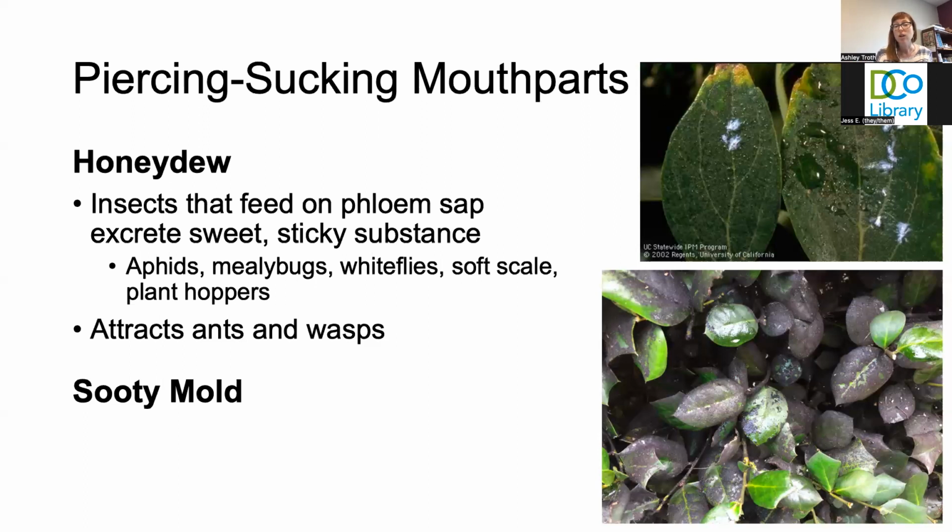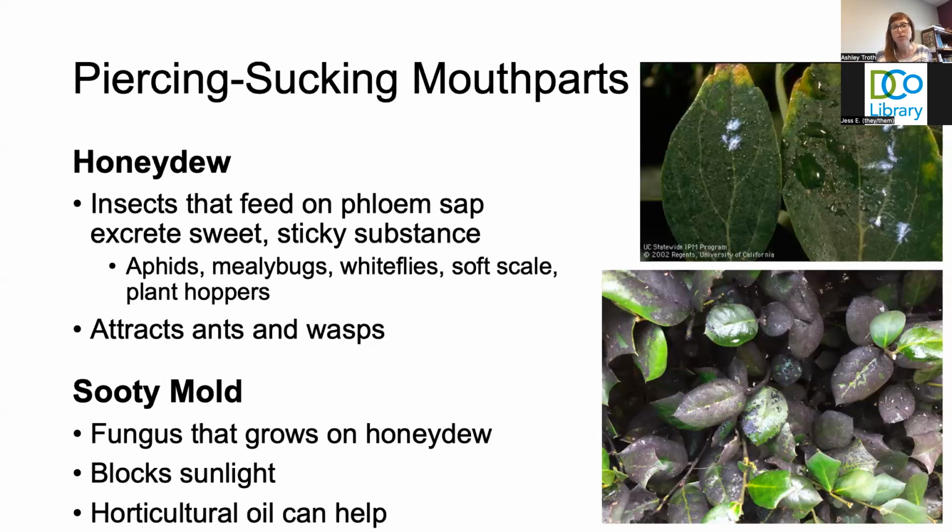If it is there long enough, it then gives rise to sooty mold. This is a fungus that grows on honeydew. It blocks the sunlight. The plants will start looking black like this, right? It's sooty looking. So if you ever were to see honeydew, which is the sugary substance, or if you were ever to see this sooty mold, what you know, right, is that you actually have an aphid problem or some sort of thing like an aphid, okay?